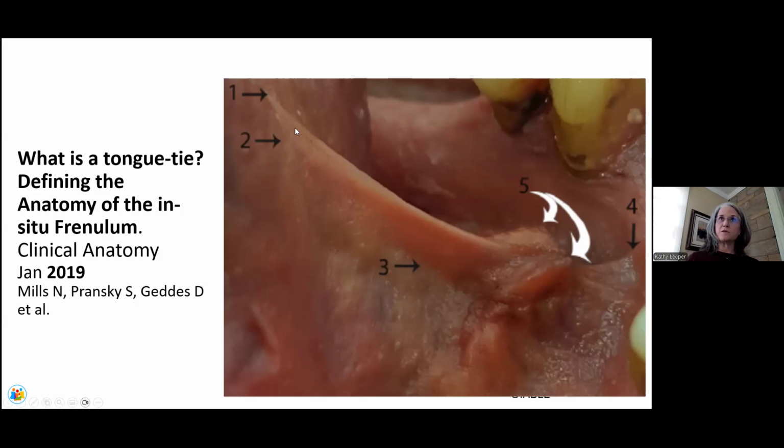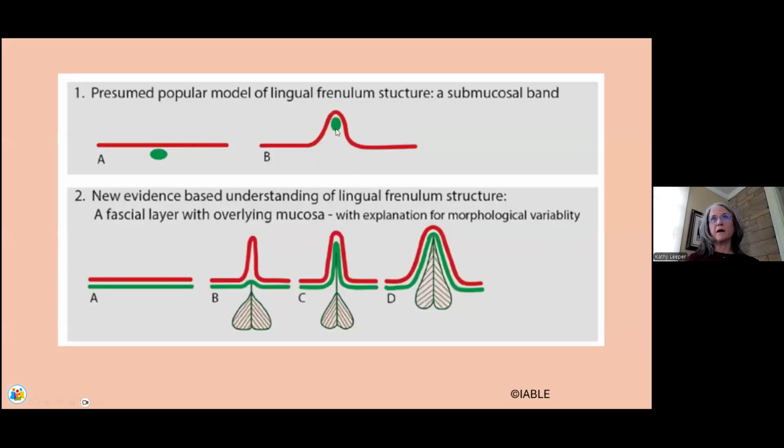So the mucosa is thinner, it's kind of see-through in life, and then the fascia is much thicker and doesn't let light through. So this was a breakthrough in our understanding, because a lot of people before talked about how there was this strand underneath the mucosa and you just had to clip the strand. That is not actually true. What is actually true is that a small subset of people don't have any frenulum at all, and it's just mucosa over fascia. The mucosa is colored red in this diagram, and the fascia is green.